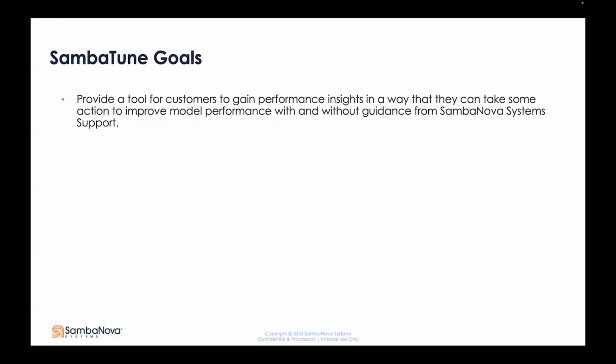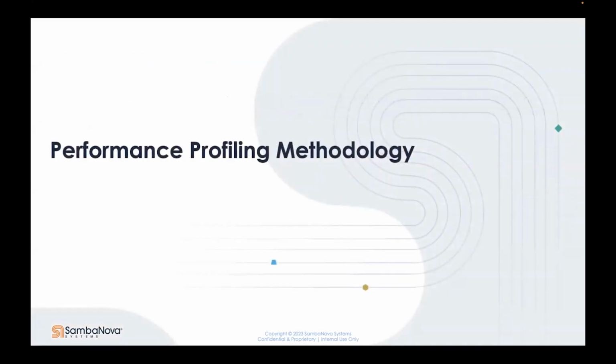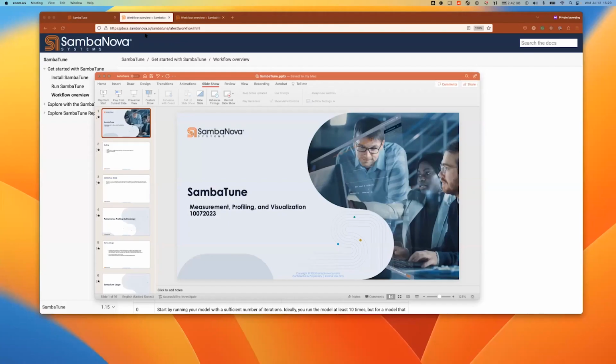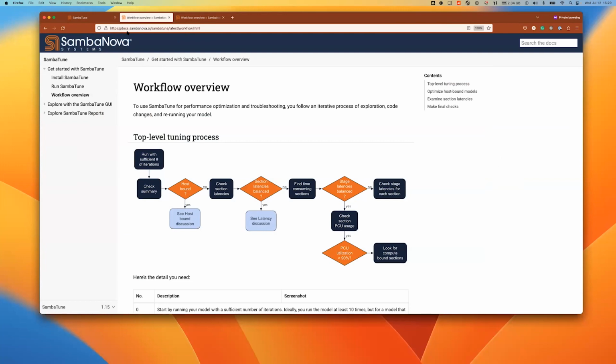All right, so let's go over the performance profiling methodology. Like I said, instead of copying the entire slides from the documentation, we're just going to go out and visit the documentation. So I'm going to stop my share and share my other screen for a second. Okay. All right. So at docs.sambanova.ai, we have our documentation. SambaTune documentation is located right here, pretty evident. We're going to start with SambaTune. Right now we're going to skip this other stuff and just go over the workflow overview.